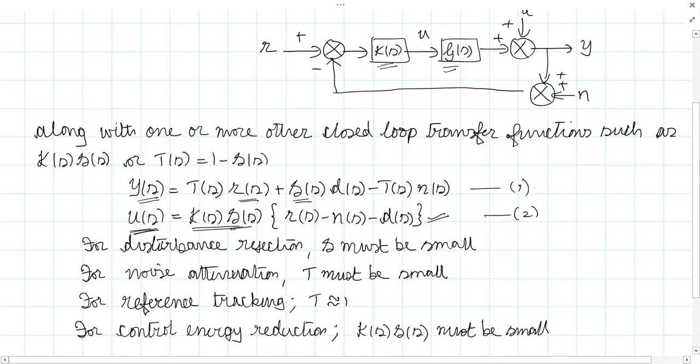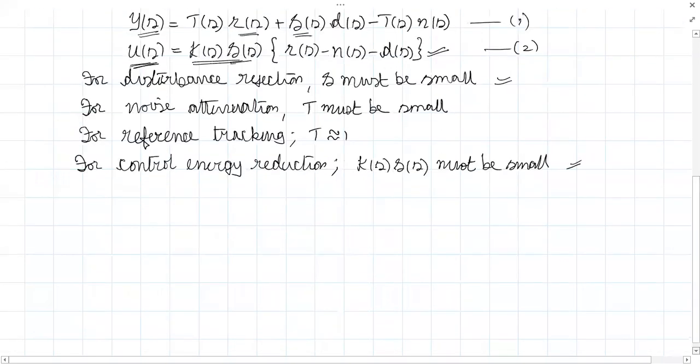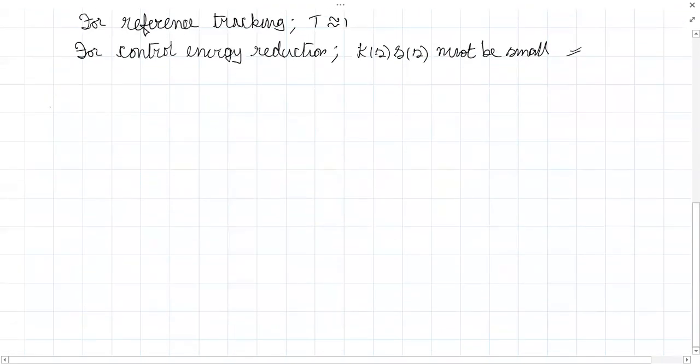Okay, so this is what I said before. For some practical applications, you may want to minimize your sensitivity, along with minimizing the control effort. Then we have to go for the mixed sensitivity control, H-infinity control. So first one is mixed sensitivity optimal control.